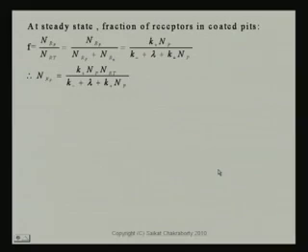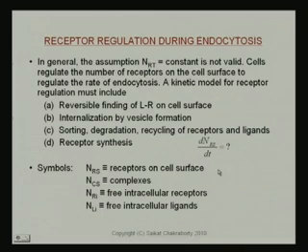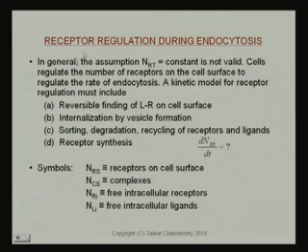Let's move on to the last model that we do in this chapter, which is receptor regulation. We don't have a lot of time, but let's try to finish it in today's class. So, receptor regulation during endocytosis. As I said, receptor number is not necessarily constant. Till now we had assumed that it is constant, but receptor number is regulated. In general, the assumption that nRT is constant is not valid. Cells regulate the number of receptors on the cell surface to regulate the rate of endocytosis.